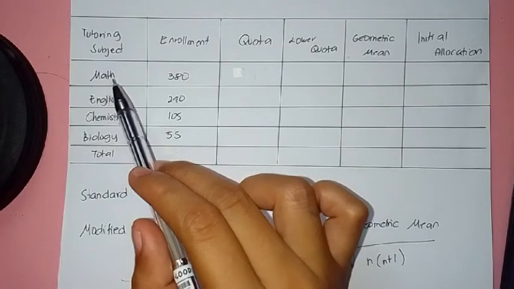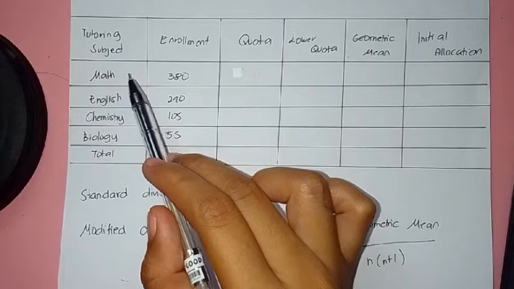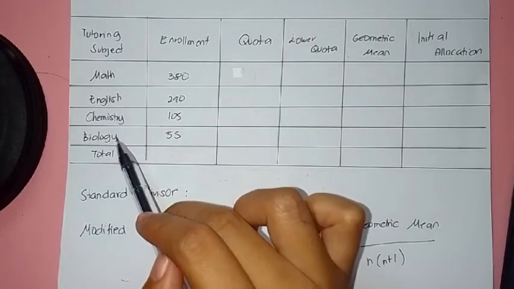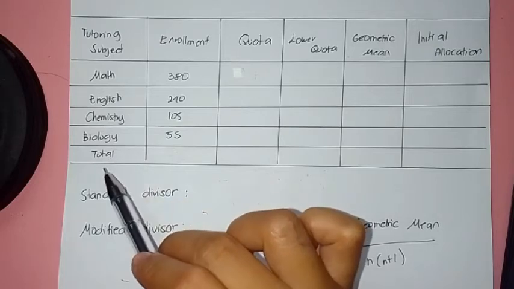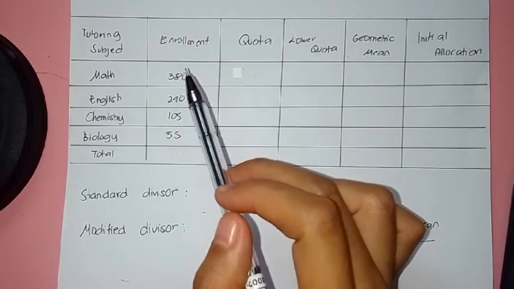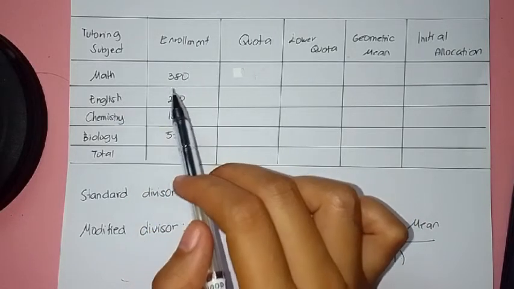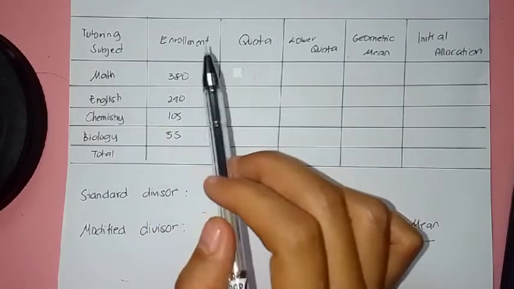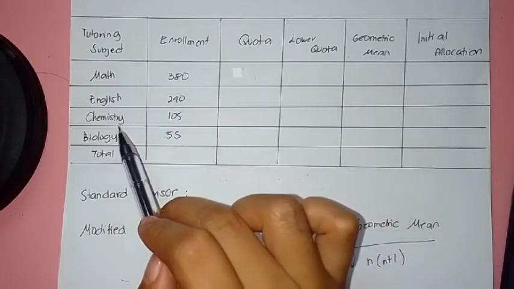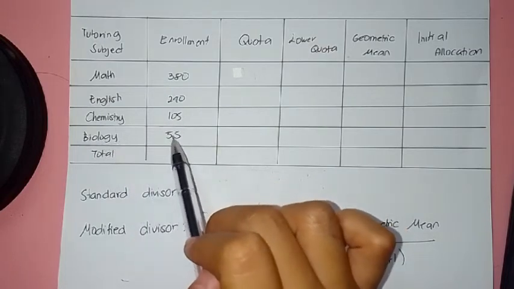So for the first column, we have the tutoring subjects that are given in our example. The first one is math, second English, third chemistry, and lastly biology, followed by the total. For the second column, we have enrollment. The number of students enrolled in each subject is listed below. For math, we have 380 enrollees. For the English subject, we have 240 enrollees. For chemistry, we have 105 enrollees. For biology, we have 55 enrollees.